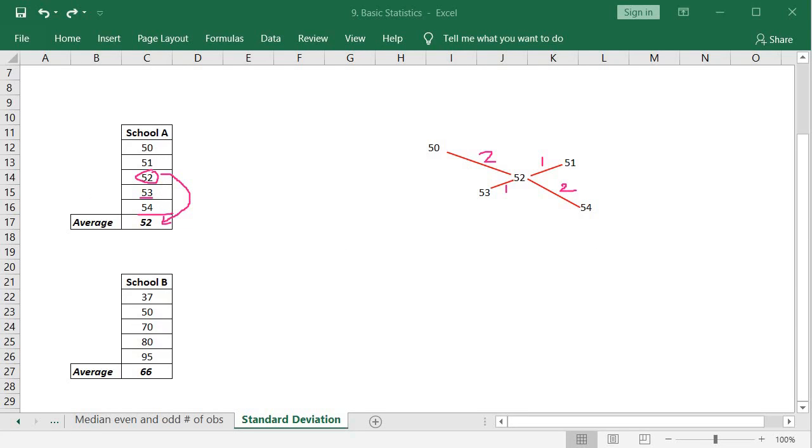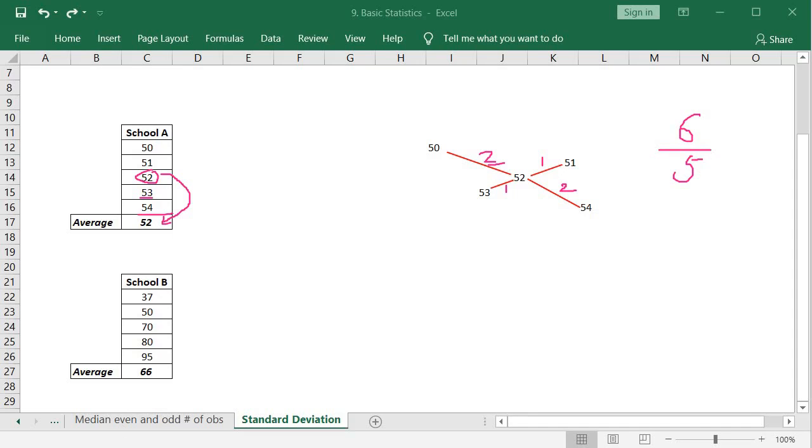In case we have to find out the deviation, so these are deviations: 2, 1, 2, 1. In case we want to represent this deviation in one statistic, we can simply take the average of all these deviations. So since there are 5 observations, the average of all these deviations is 2 plus 1 plus 2 plus 1, that is 6, divided by 5.